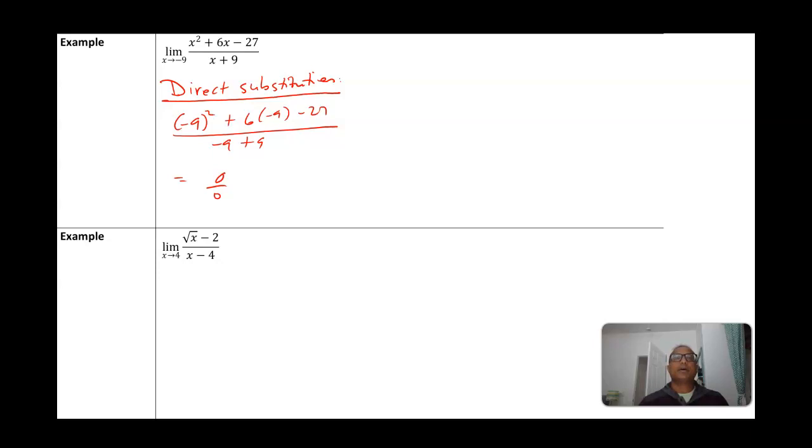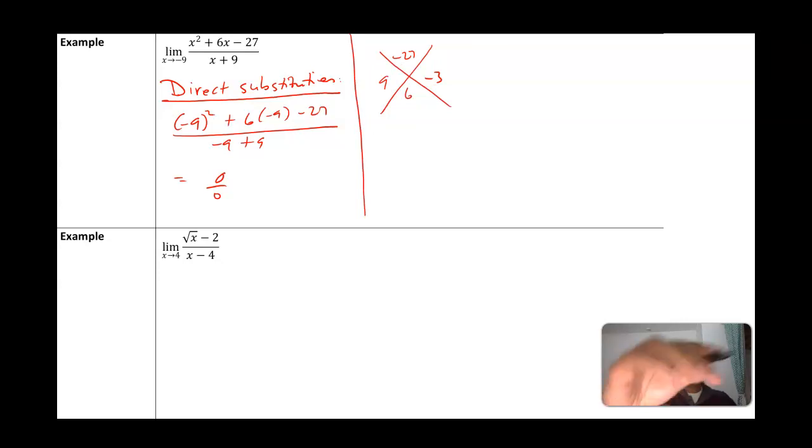So a quick refresher on factoring. There are many different ways to factor. It doesn't matter which method you use, whatever method you'd like. But a quick refresher is one method of factoring called the AC method, where we take the first term, which is x squared, which is 1, and then the last term, which is 27, it's negative. So we multiply 1 and negative 27, that gives you a negative 27.